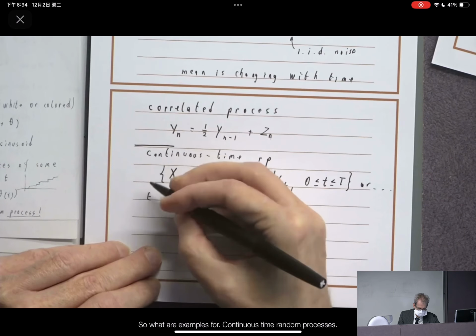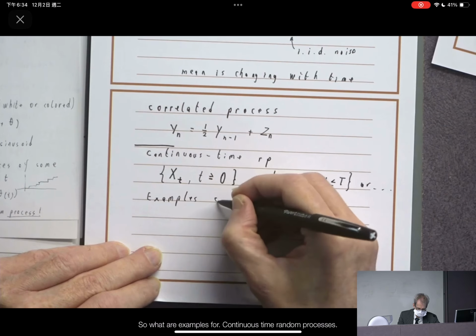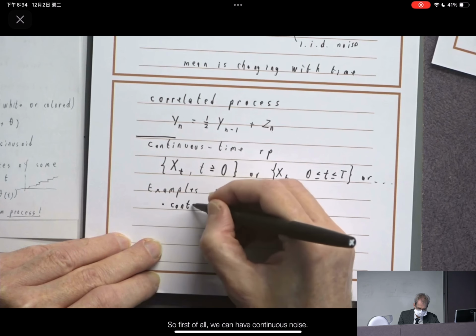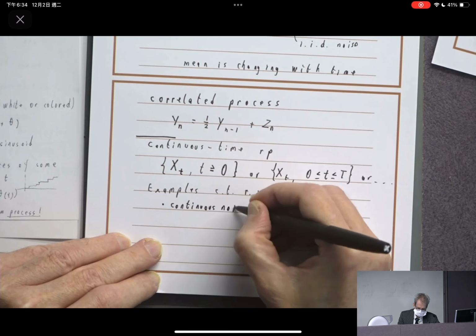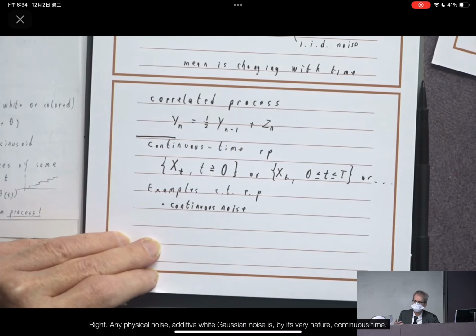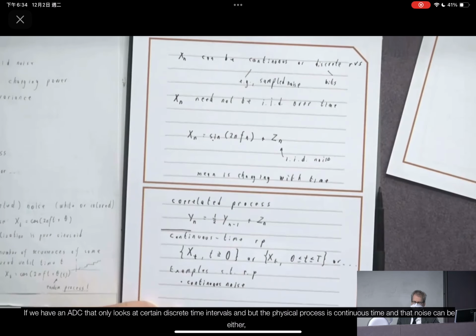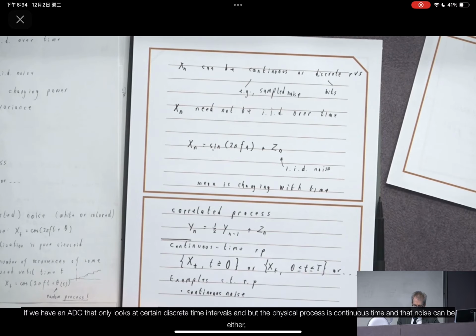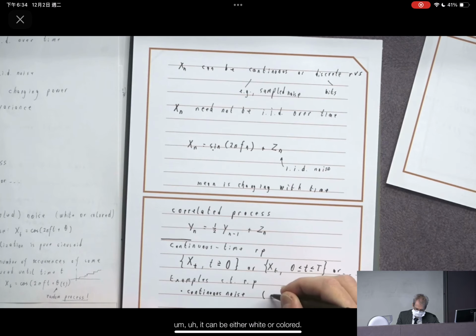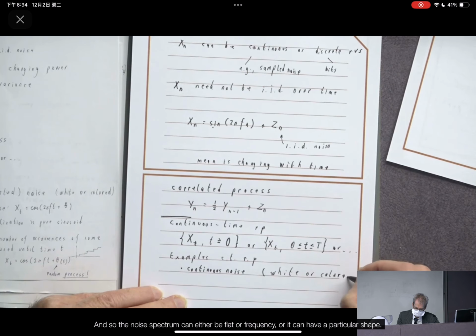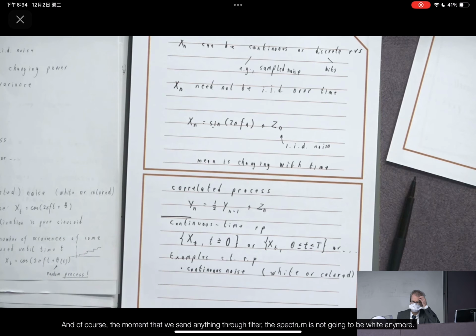So what are examples of continuous time random processes? First of all, we can have continuous noise. Any physical noise, additive white Gaussian noise, is by its very nature continuous time. Up here, we were just dealing with it in its sampled form, as if we have an ADC that only looks at certain discrete time instants, right? But the physical process is continuous time, and that noise can be either white or colored. So the noise spectrum can either be flat over frequency, or it can have a particular shape. And of course, the moment that we send anything through a filter, the spectrum is not going to be white anymore.